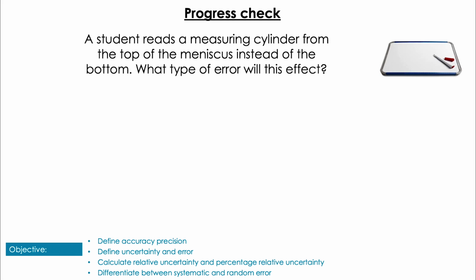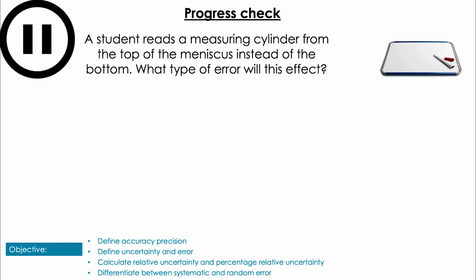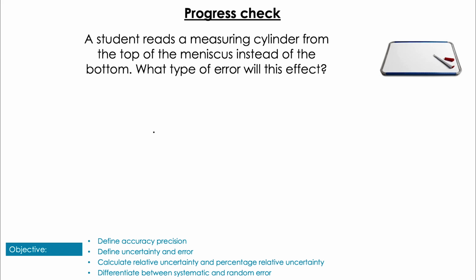Next question. A student reading from the top of the meniscus would be which kind of error? Pause the video to give yourself a moment for that. Pop 'em up! And of course, any error that will always push the answer in the same direction each time is systematic, because we will always read a smaller number on a burette than we would if we read from the bottom of the meniscus.